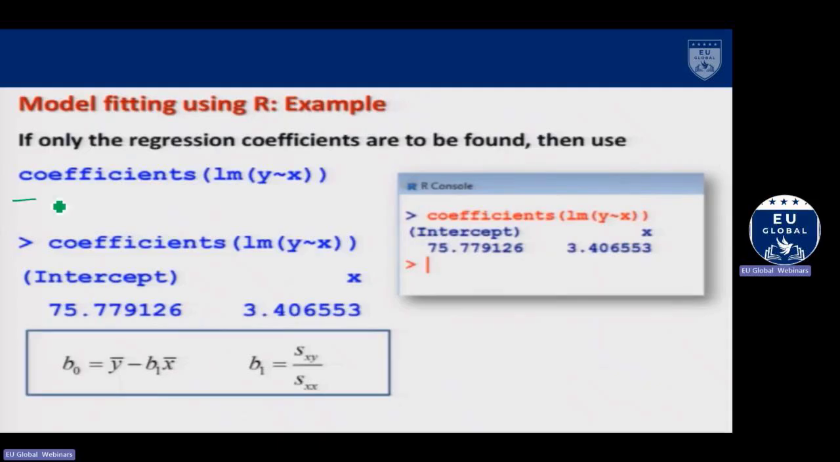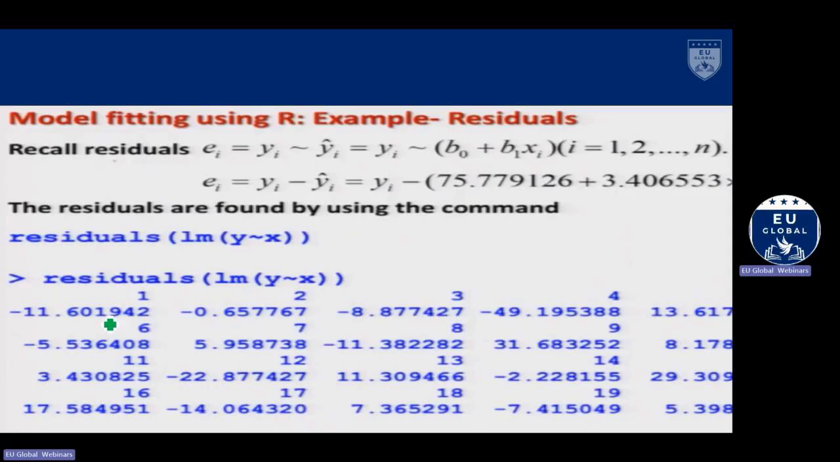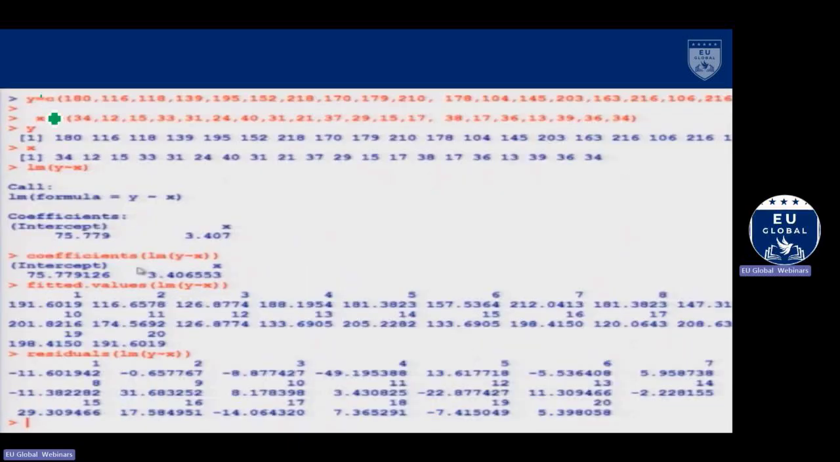So coefficients will give you the coefficients, which are beta naught and beta 1, in model fitting using R. Then you will find the fitted values, and you will find the residuals, right? So all this is given to you over here. You can write all these commands and you can do this, right?